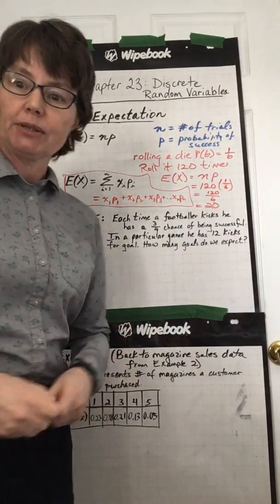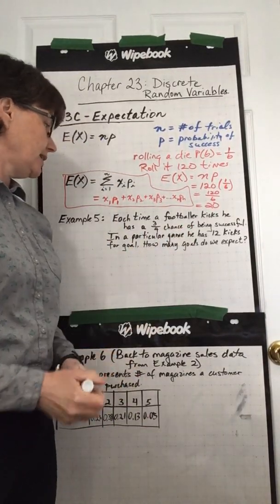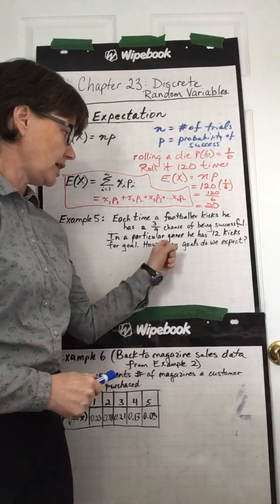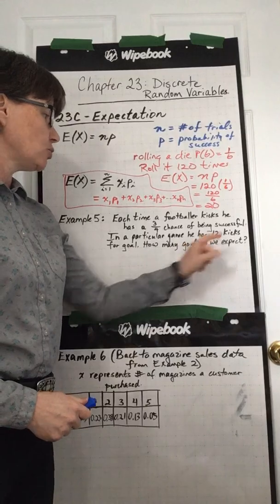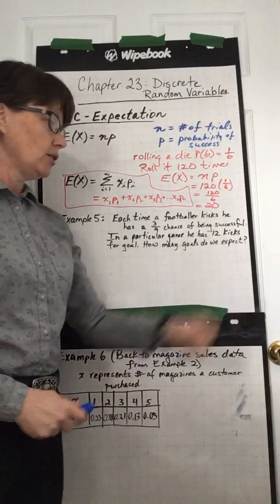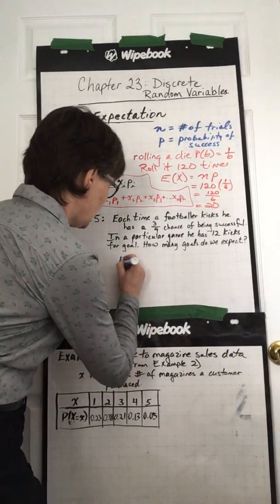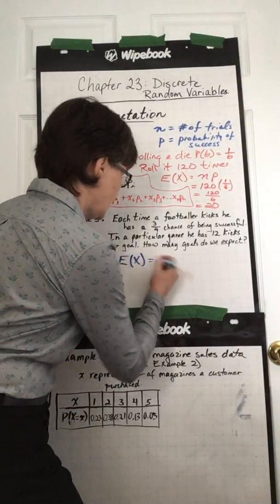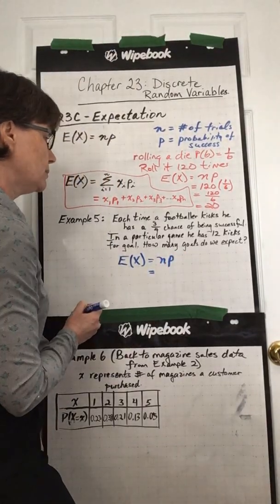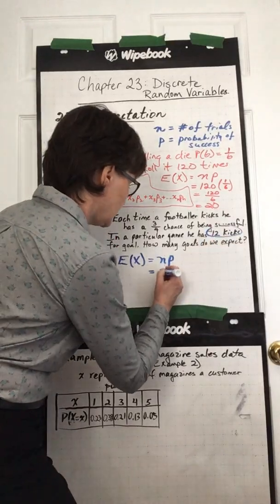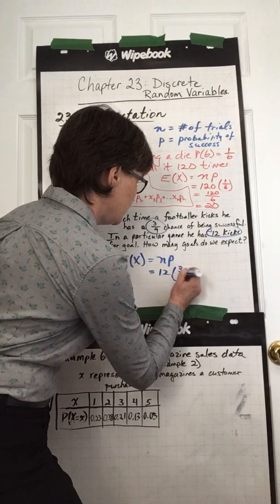Okay, here's a couple examples. Example 5, each time a footballer kicks, he has a 3/4 chance, 3 out of 4 chance of being successful, getting a goal. In a particular game, he has 12 kicks for goal. How many goals do we expect that he should get? So expectation in this case, N times P, it's a simple situation. Number of times happening is 12 kicks. And probability of that happening is 3 out of 4.